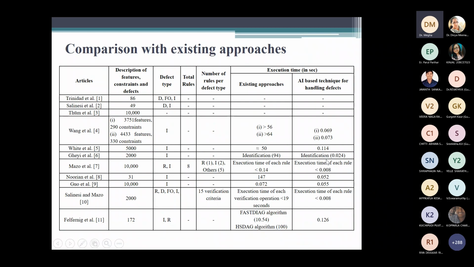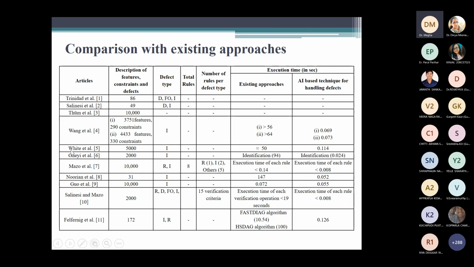Now, once this AI-based technique, obviously by using this first order logic concept and the rule-based systems of AI, has been developed and the experiments were being performed, the results were compared with the existing work. It's an essential part of any research work. So as we can see here, I'll just be discussing one of the works.